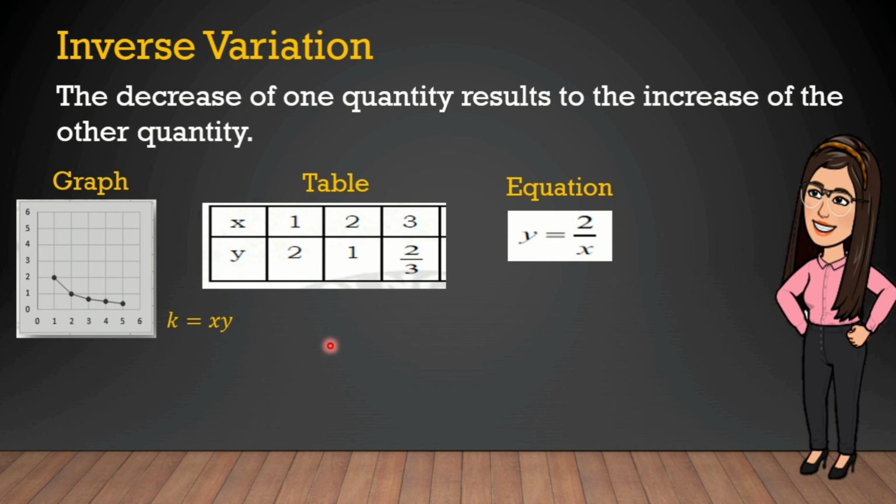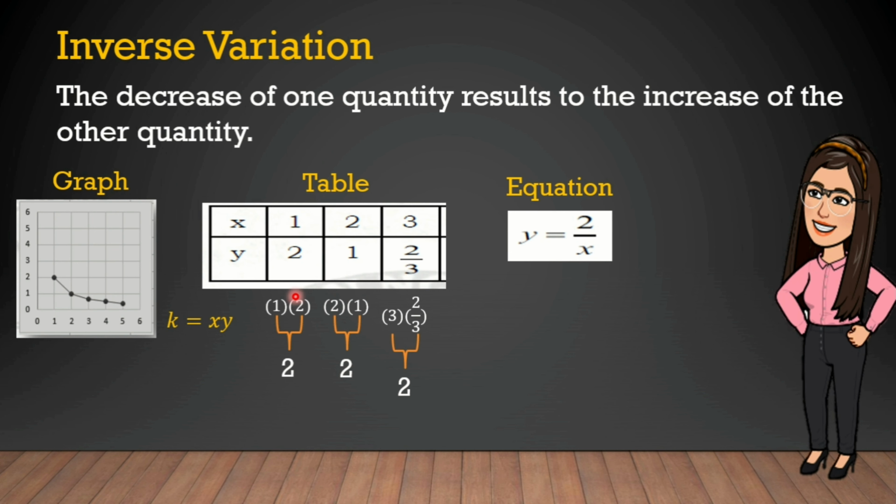So, i-multiply lang natin katulad nito. So, 1 times 2 is 2. 2 times 1 is equals to 2. And 3 times 2/3 is equals to 2. So, paano naging 2 to? So, cancel lang yan. Or 3 times 2 is 6 divided by 3 is equals to 2. So, kung mapapansin ninyo, pare-pareho ang product na nakuha natin. Kaya, ibig sabihin, this table of values shows inverse variation.